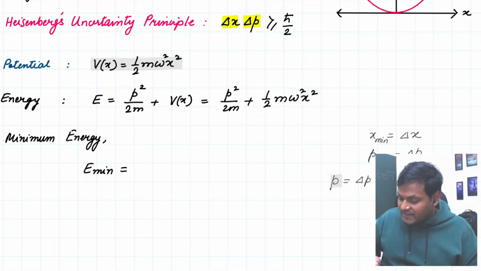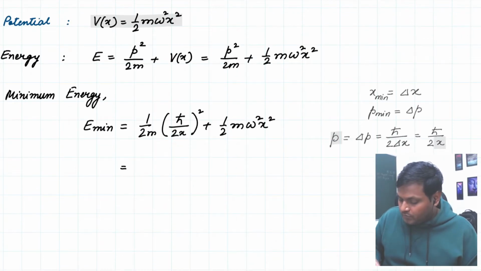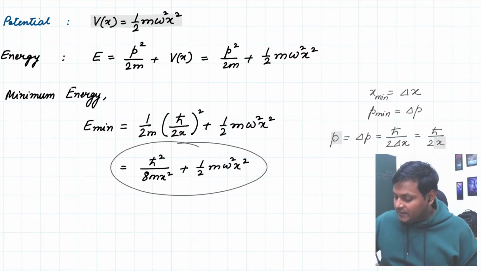So for the minimum case scenario, I end up getting p square upon 2m plus half m omega square x square. So what is p square here? It is 1 upon 2m, and then here I have h cross upon twice x, all squared. Again I have half m omega square x square. So this becomes h cross square upon 8m x square plus half m omega square x square. So what does this mean? This means that if a particle is at a particular position x, then the minimum possible value of energy is given by this particular expression.